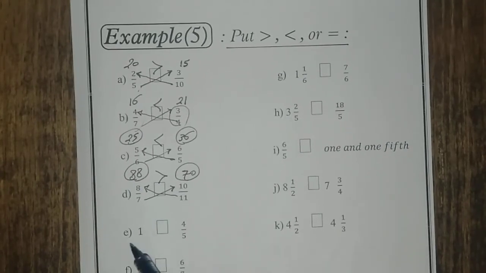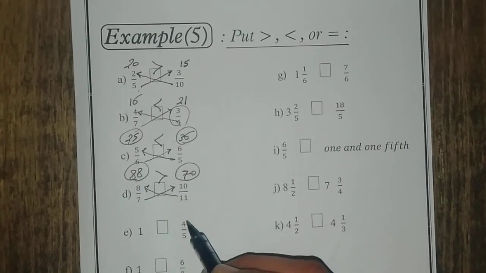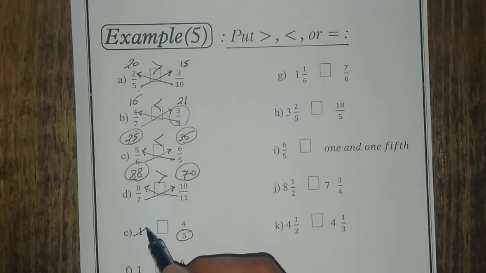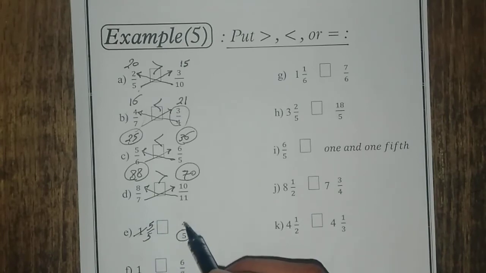Number E, 1 or 4 over 5. We will change the 1 into a fraction form. The denominator here is 5, so we will change 1 into 5 over 5. 5 over 5 is greater than 4 over 5.